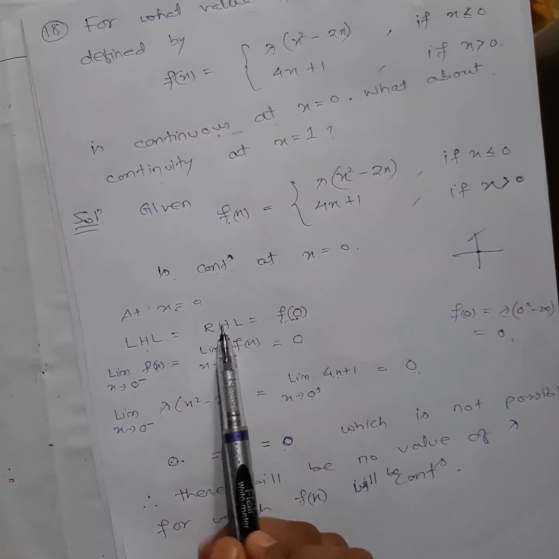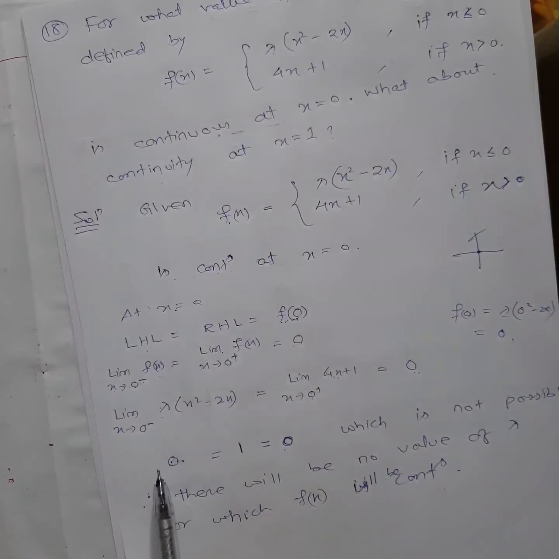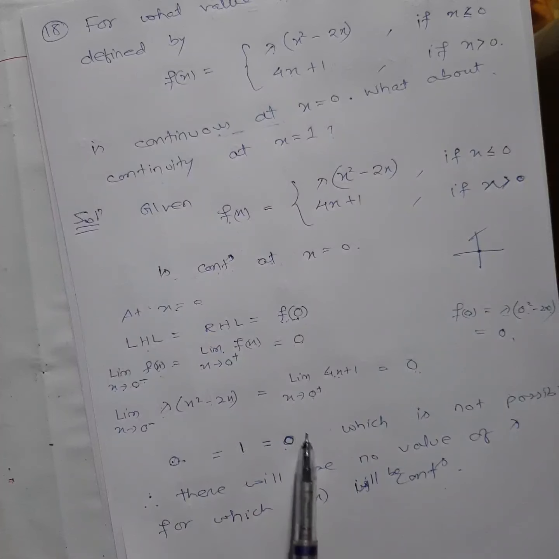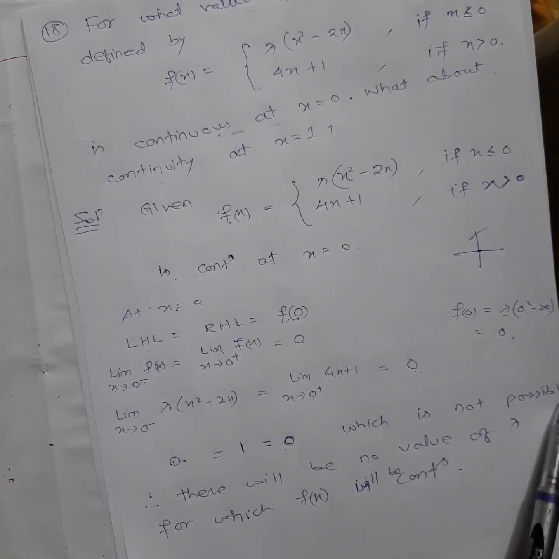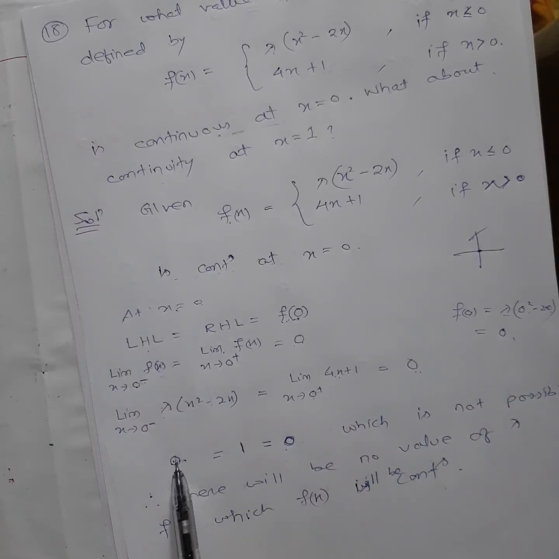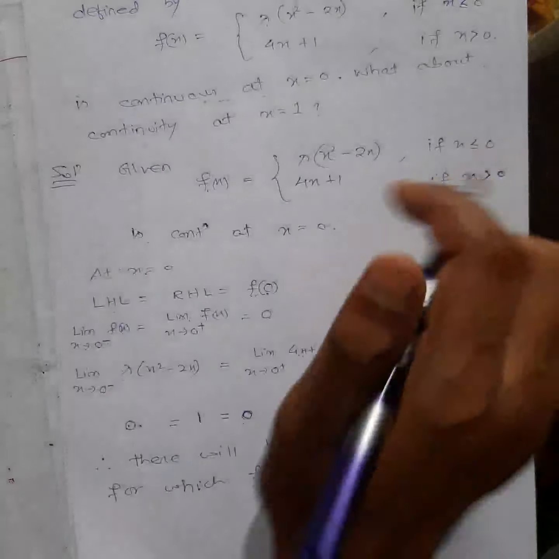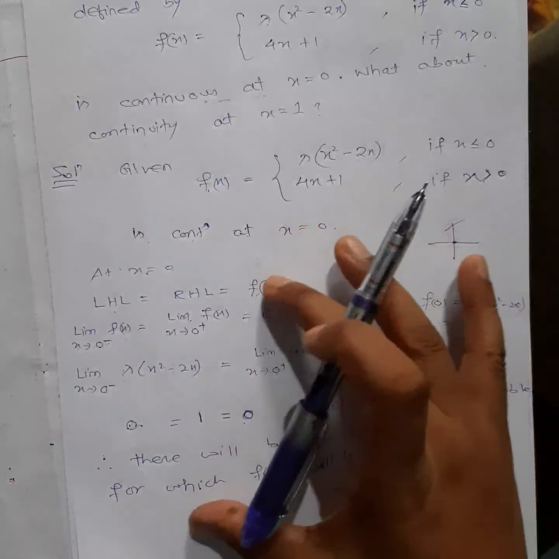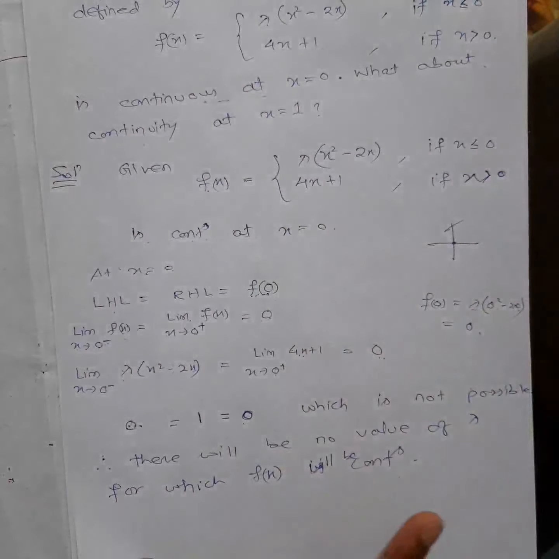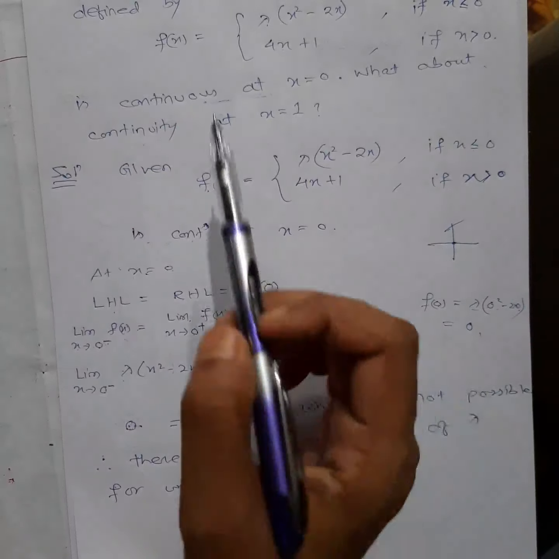Left hand limit equal to right hand limit equal to this one, and from this I am not finding any equation of lambda. So what will we write? Which is not possible. I hope you have understood why I have written this: 0 equal to 1 equal to 0 is not possible, right? Therefore, there will be no value of lambda for which f(x) will be continuous. Okay, so a simple portion, but for this also you need understanding. Without understanding, I know this question will be complicated for you.